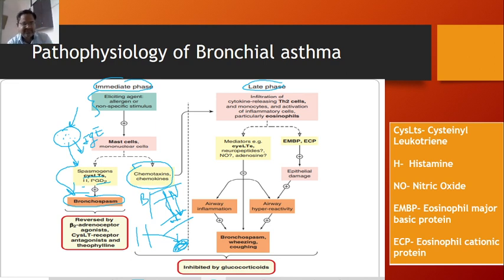So immediate phase means it is the initial response to the allergen, and in the first phase it causes the bronchoconstriction. So it is the initial phase, and in that it causes the bronchospasm. Now we'll see the late phase.